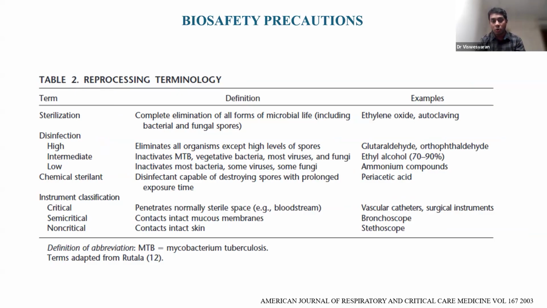But when we speak about bronchoscopy, anything that comes in contact with the mucous membrane becomes a semi-critical device and requires a high level of disinfection. That is why we subject these scopes to glutaraldehyde or other high-end disinfectants. But all the instruments used to take biopsies, which will penetrate a normally sterile space, come under the critical classification and require sterilization. And if you want to remove the spores, especially when you're using the bronchoscope for Mycobacterium tuberculosis, then it requires a high level of disinfection.